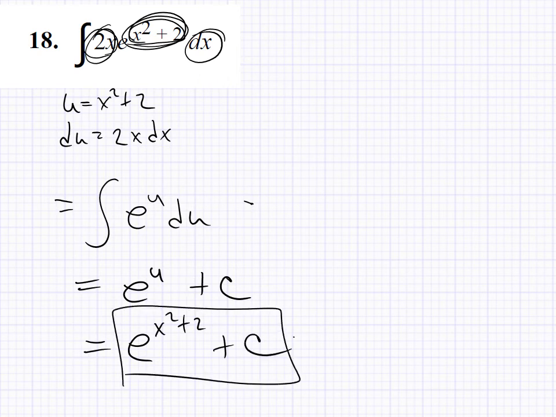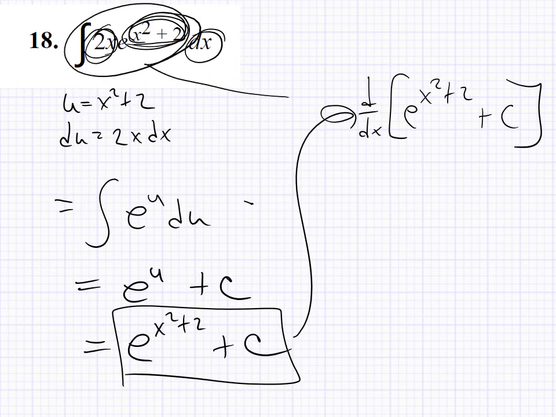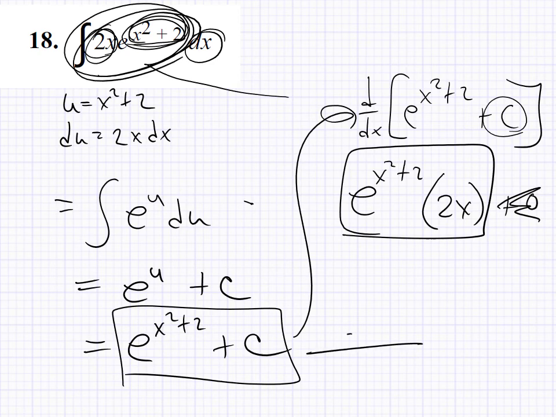And if you're not sure, what we could do is we can say, let's take the derivative of this, e to the x squared plus 2 plus c. And we should get back to here. And we do, because if we took the derivative, we would rewrite the exponential over again. Then chain rule says we'd multiply by the derivative of the exponent. And the derivative of the c is just going to be 0, so it's not even there. So look at what we have, exactly what we started with. So there's our answer.